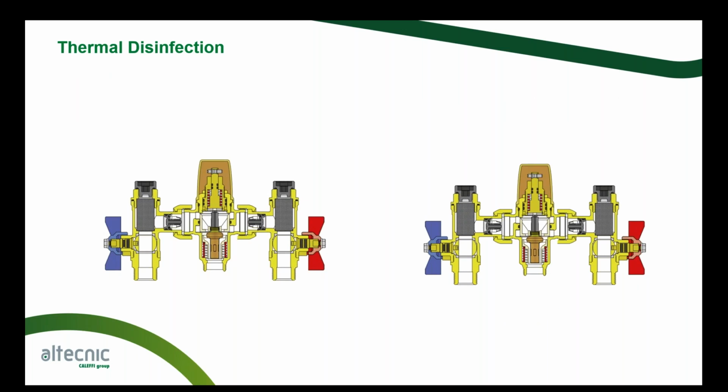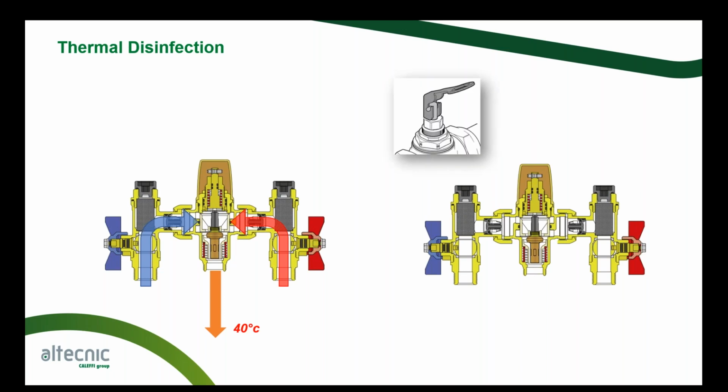So look at the internals of the valve again. We've got the head works. So how does the thermal disinfection work? We've got the cold water coming in, the hot water coming in, and then our mixed temperature there, 40 degrees again. Now we spoke about 40 degrees being a dangerous mixed outlet temperature. So with the new valve, we have the thermal override function.